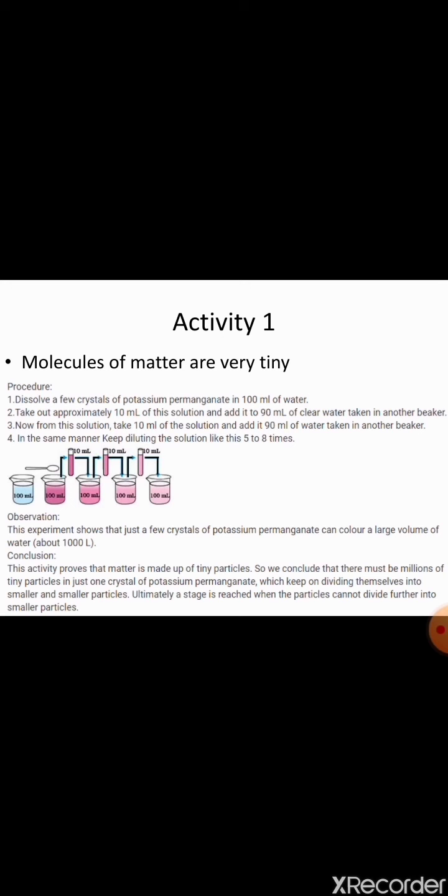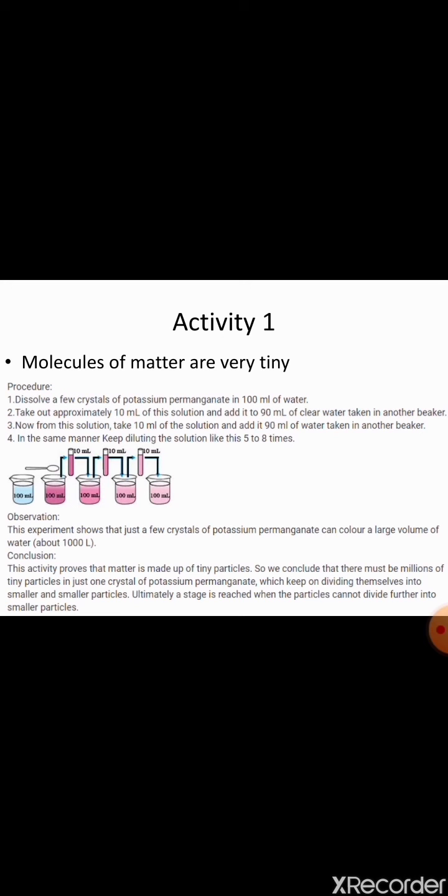Activity 1 says molecules of matter are very small. For this, we have to take a few crystals of potassium permanganate and dissolve them in 100 ml of water. Now take 10 ml of this solution and add it to 90 ml of clear water in another beaker. Now again we have a total of 100 ml of solution. From this solution, take 10 ml and add it to 90 ml of water in another beaker.